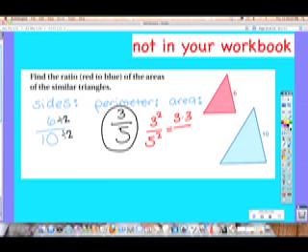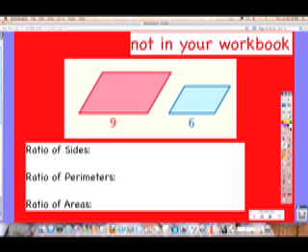Let's do this one and call it good. However, I'm going to have you go red to blue. Keep in mind, you always just keep it as a fraction, even if it's an improper fraction. What I want you to do is whisper to a neighbor. Again, you don't have to write them down. Right now, whisper and tell them the ratio of the sides. Go. Tell me, what'd you get? 9/6. Perfect. Whisper with your neighbor. Tell them the ratio of the perimeters. Okay, tell me, what'd you get?